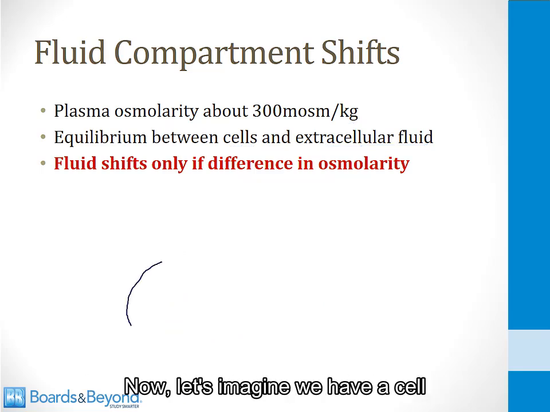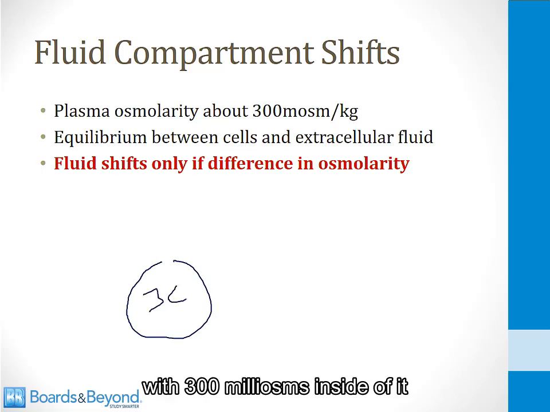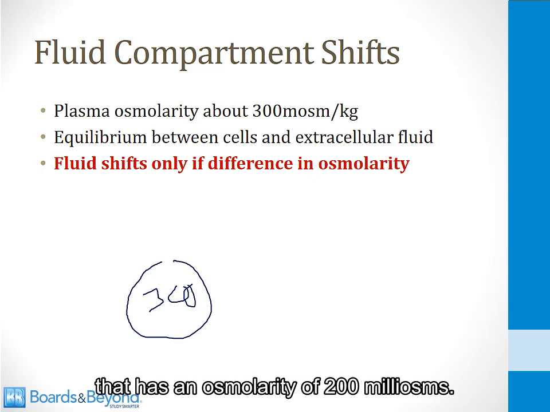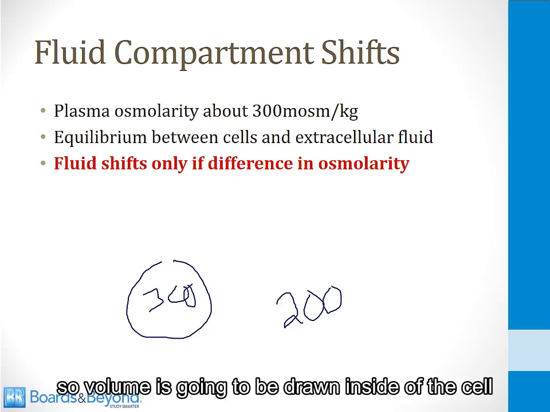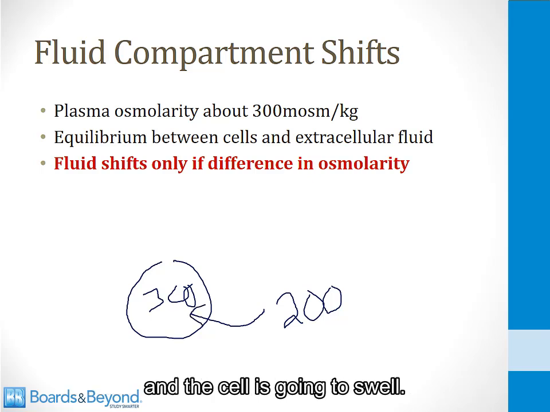Now let's imagine we have a cell with 300 milliosmoles inside of it, and we start adding fluid around it that has an osmolarity of 200 milliosmoles. In this situation, the fluid is more concentrated inside the cell, so volume is going to be drawn inside of the cell and the cell is going to swell.